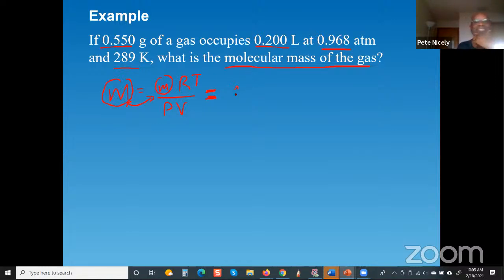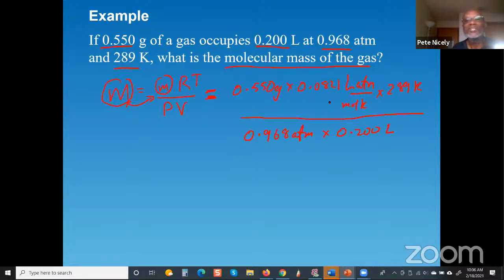So the molar mass is 0.550 grams times R, which doesn't change, 0.0821 liters atmospheres over mole Kelvin, times the temperature, which is 289 Kelvin, all divided by the pressure, which is 0.968 atmospheres, times the volume. What's the volume? 0.200 liters. All right, so that's the setup.